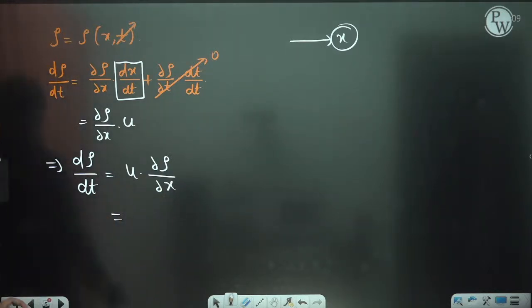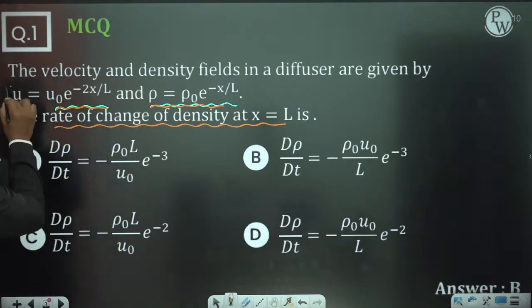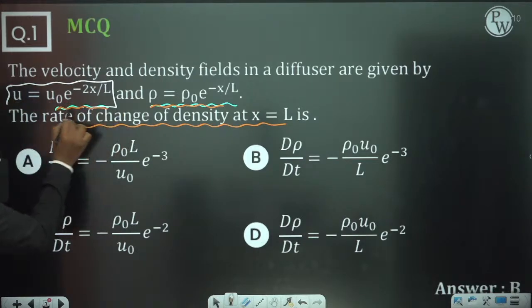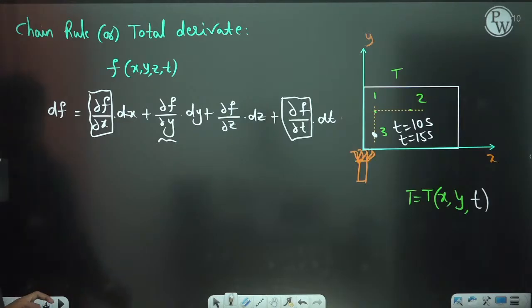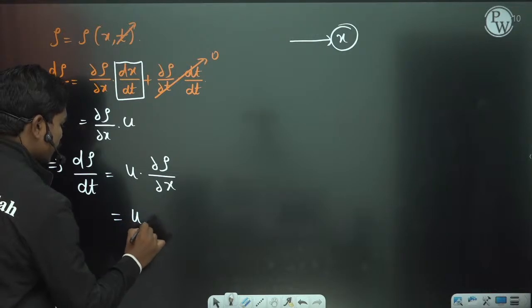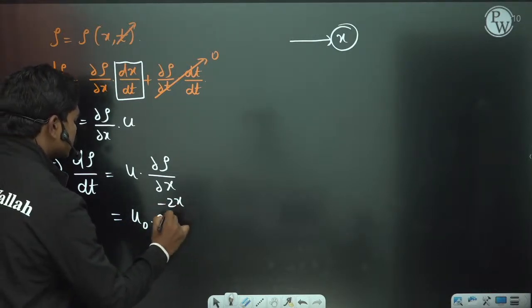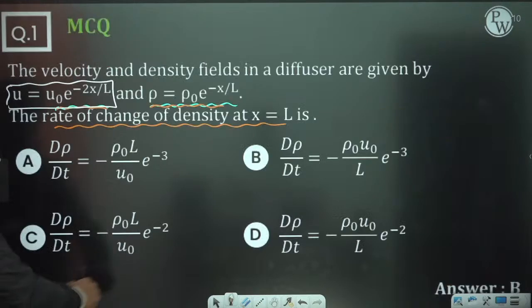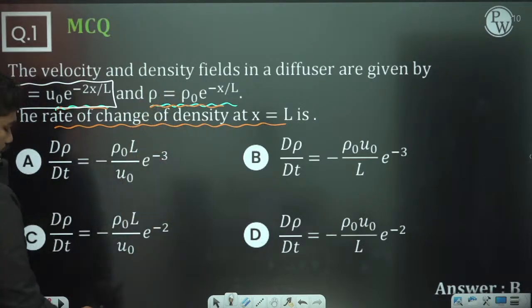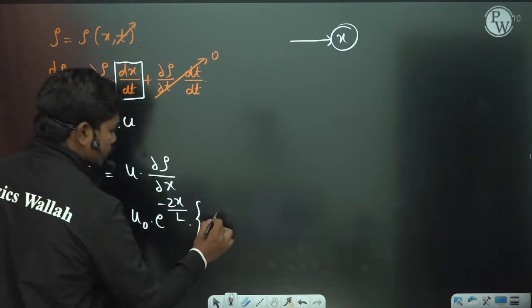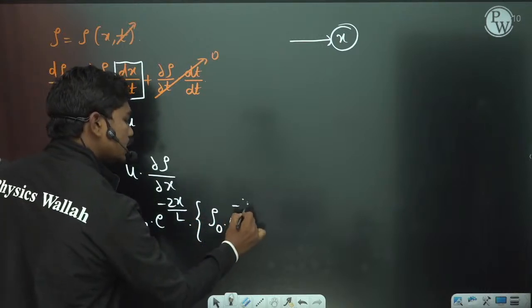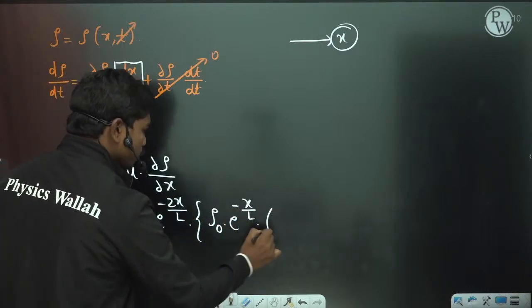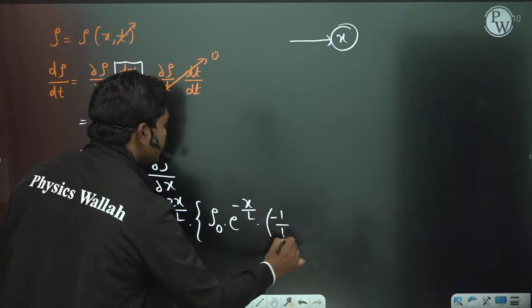So what is the velocity expression given? It's given u is equal to u naught times e to the power minus 2x by L. So this is equal to u naught times e to the power minus 2x by L into the partial differentiation of rho with respect to x. So what is the derivative of this with respect to x? Rho naught into the derivative of the exponential, which is the exponential into the inner differentiation, minus 1 by L.